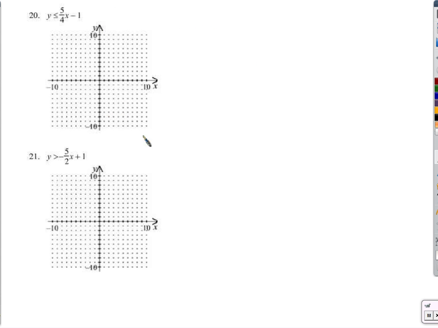Now we graph an inequality. The first part is we're going to graph a line, and then we're going to shade, right? Okay, well, graphing that line looks just like it did in the previous examples that you just saw me do, two examples where we graph a line. So I'm just going to do it the fast way, okay? So point at negative 1, that's our y-intercept. Slope of 5 fourths, so we're going to go up 1, 2, 3, 4, 5, and over 4, 1, 2, 3, 4.